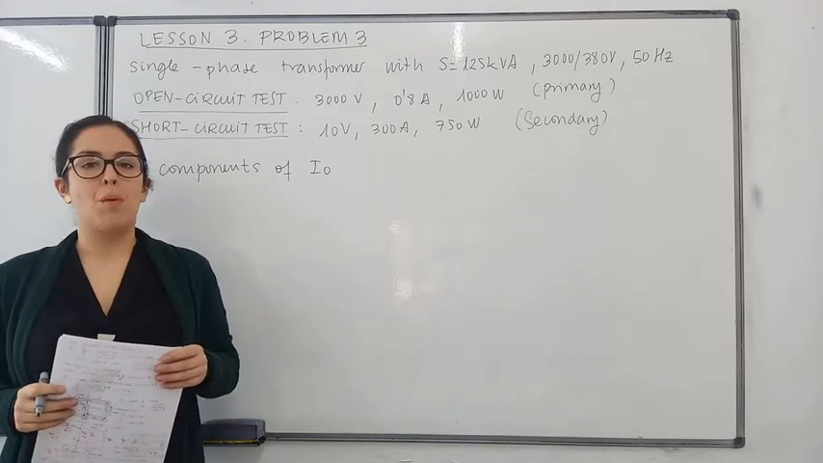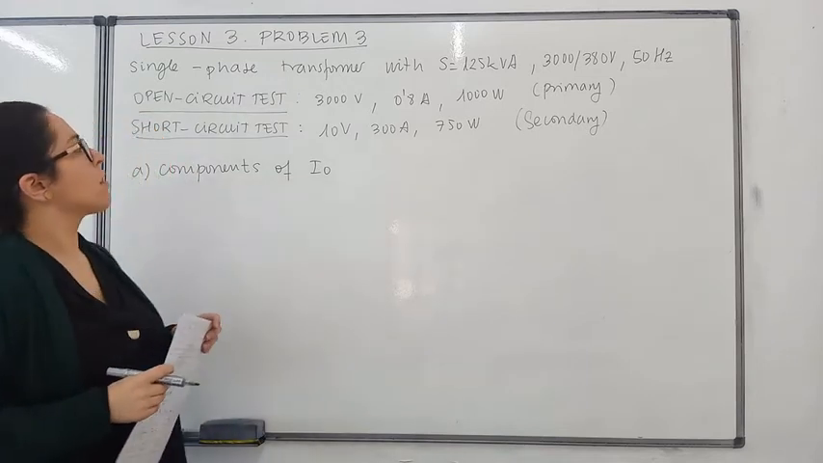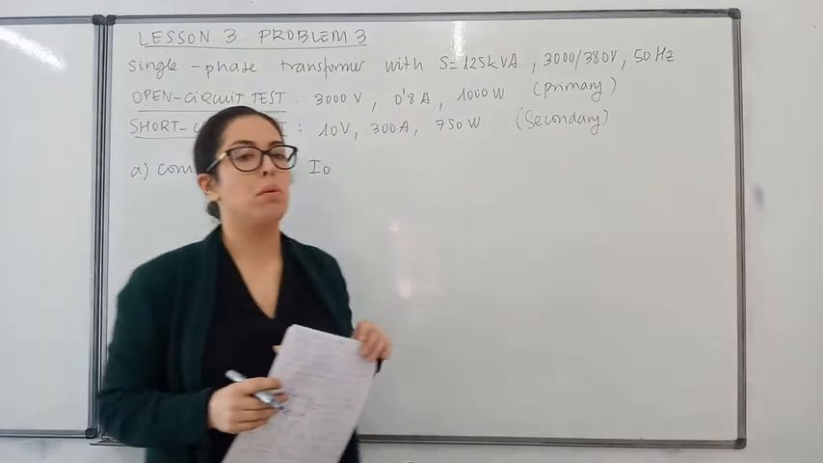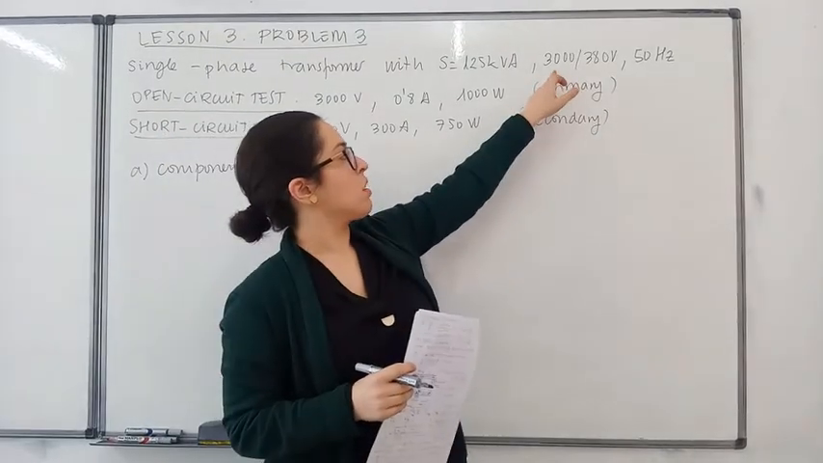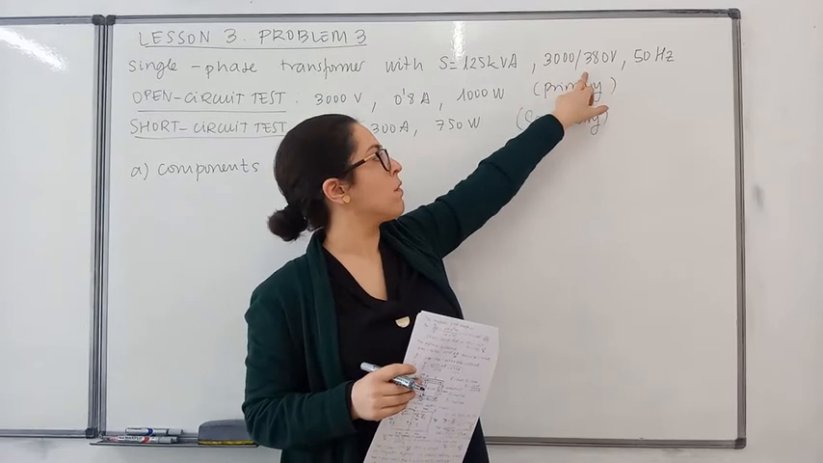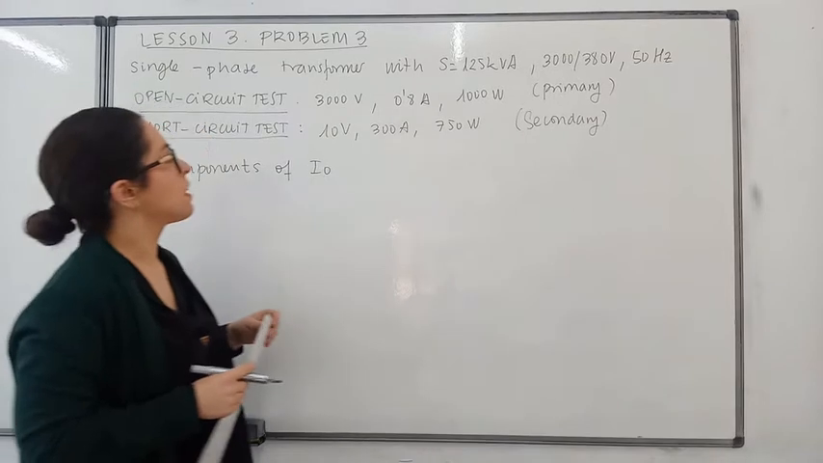Everyone, we are in problem 3 of lesson 3. In this problem we have a single phase transformer with apparent power of 125 kVA, voltage in the primary of 3000 volts and in the secondary of 380 volts, and a frequency of 50 Hz.